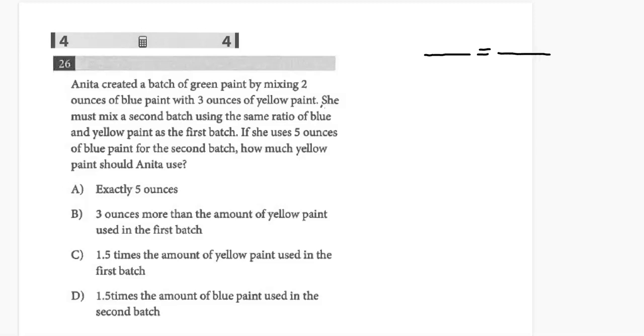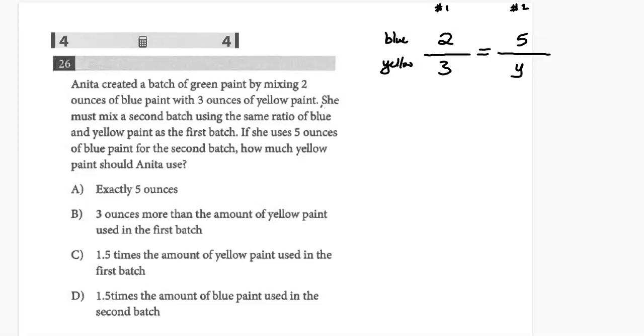And it says she did 2 blue to 3 yellow. So 2 to 3, and this was blue to yellow. So that was the first batch. So this is batch number 1. And then in the new batch, in batch number 2, it says she uses 5 blue. So I need to put blue on top. So we need to figure out how much yellow. Y is kind of our variable.